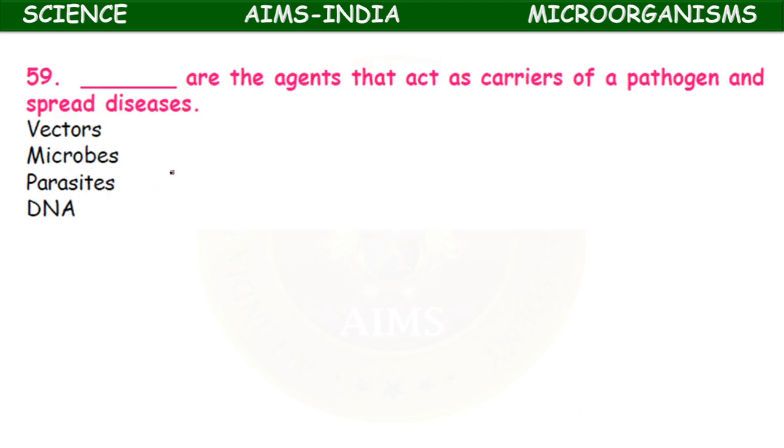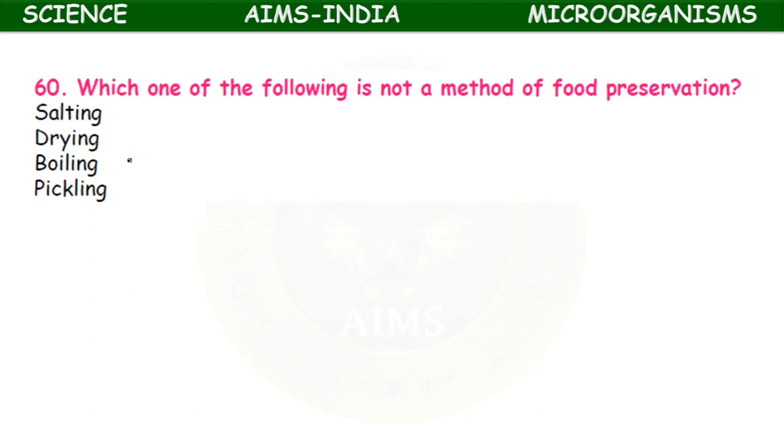The dash are the agents that act as carriers of a pathogen and spread disease. They are vectors. Okay. Parasites, microbes, they are disease causing germs. Okay. Vectors are the hosts which transmit the disease. They are the vehicles of transferring diseases.